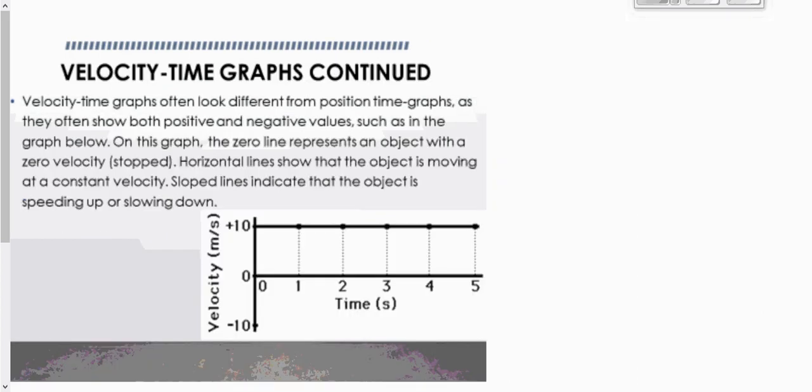Velocity time graphs often look different from the position time graphs because they often show both positive and negative values. On the graph below, the 0 line represents an object with a 0 velocity. It would be stopped. Horizontal lines show that the object is moving at a constant velocity. Sloped lines indicate that the object would be speeding up or slowing down.